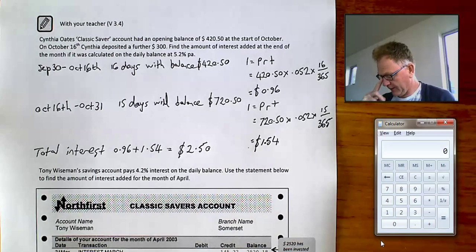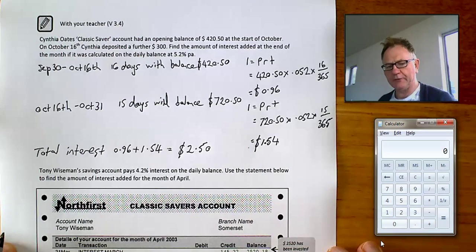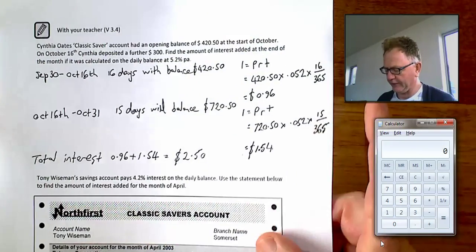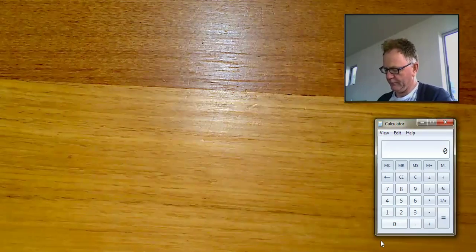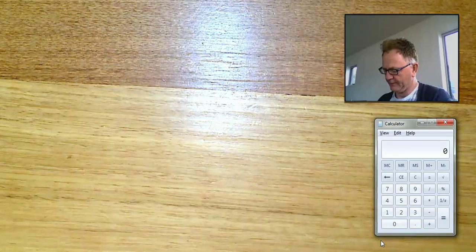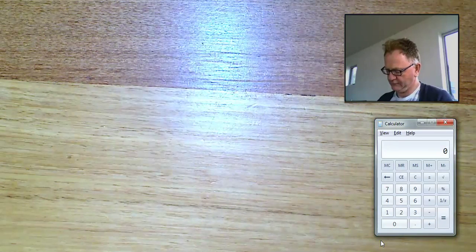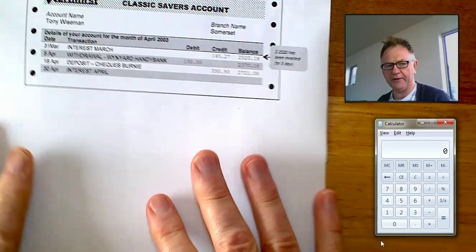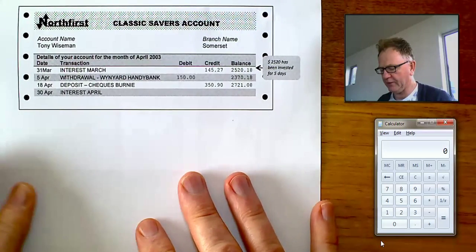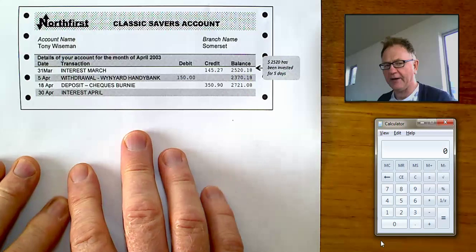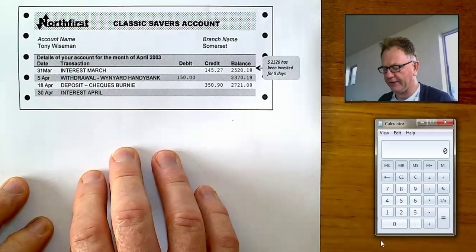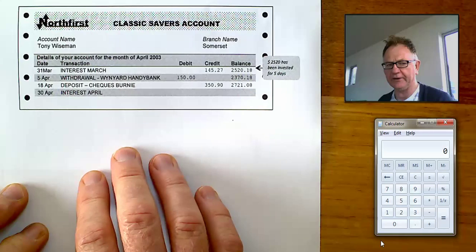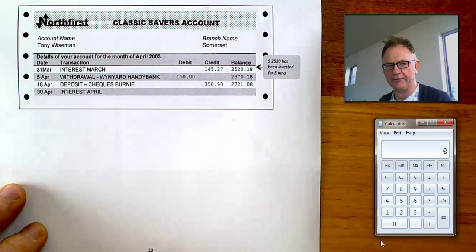Now, in the next example, we're presented with a bank statement. Let's have a look at it. I'll just bring the page up. It's a very similar sort of question. It's just a presentation difference here. What we have to do is work out for how long the account had the different balances in there, and then use I equals PRT to work out the total amount of interest.